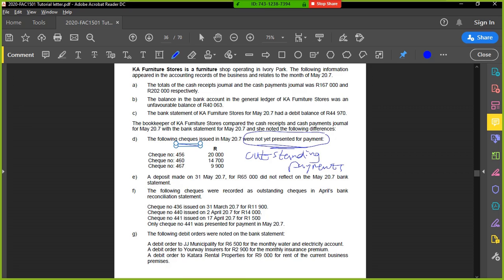Does that make sense? Yes. So does that mean they won't reflect on the bank statement? Correct. They will reflect in your books because where would you have put this? In the cash payments journal. So are your books correct? Yes. Is the bank's books correct? No. Adjust or reconcile? Reconcile.